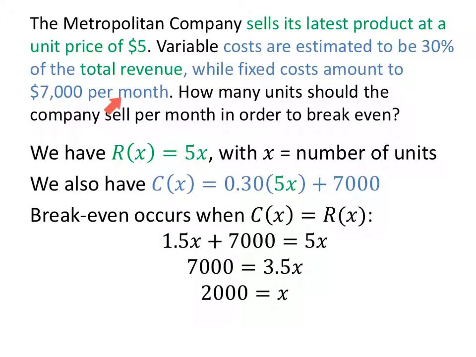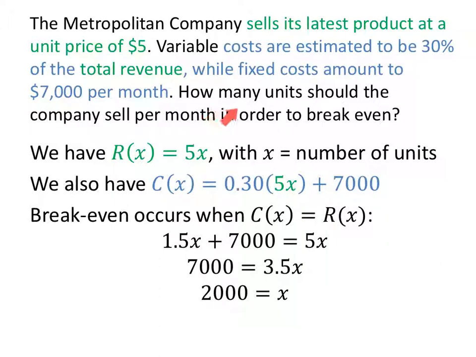Fixed costs amount to $7,000 per month. And this is asking me on a monthly basis, so I kind of ignore per month everywhere. The X value is the number of units, and so the per month, this whole equation is set up, all of the functions are set up on the idea of we're looking at just a month. So the cost function is 30% times 5x plus 7,000. Guaranteed, every month it's going to cost $7,000.